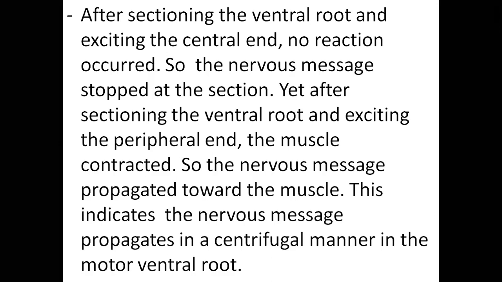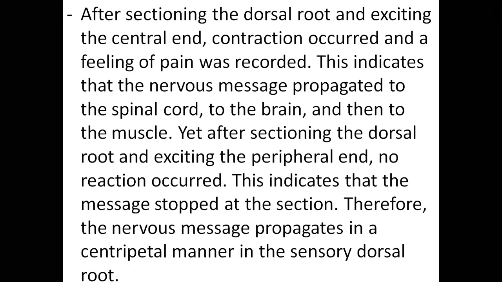So first of all, regarding the ventral root, the motor ventral root has a motor function and the message propagates in a centrifugal manner. Whereas after sectioning the dorsal root and exciting the central end, contraction occurred and a feeling of pain was recorded. What does this indicate? This indicates that the nervous message propagated to the spinal cord, to the brain, and then to the muscle. Okay? Since we have contraction, with the feeling of pain, we have sense.